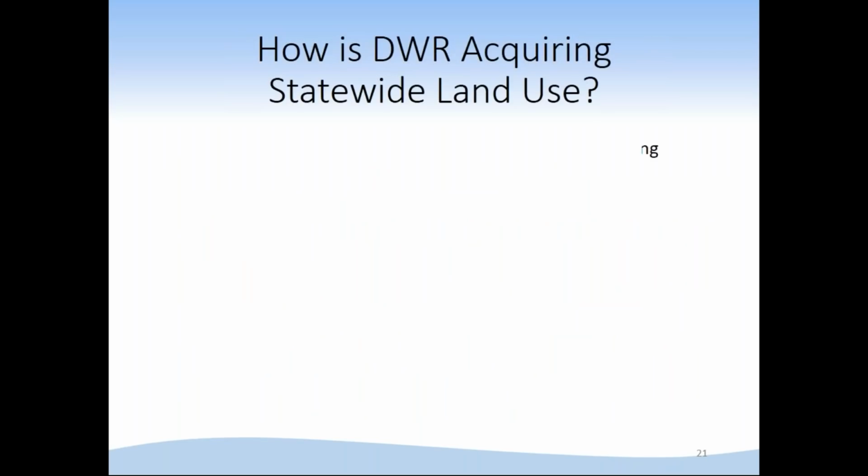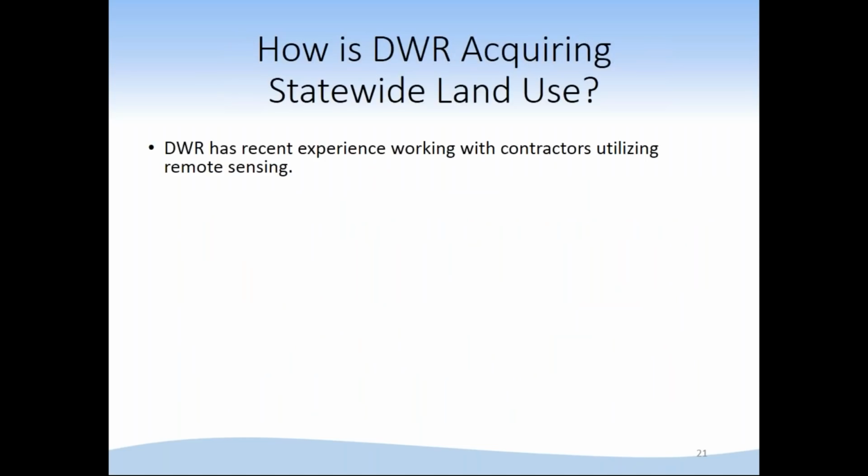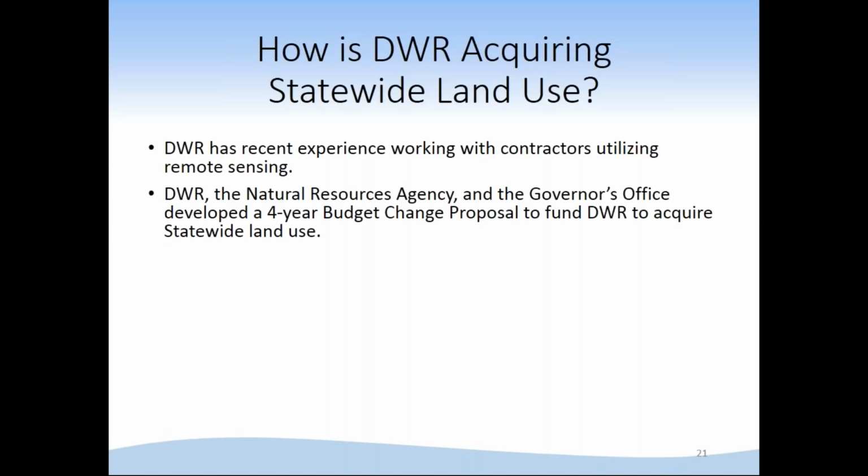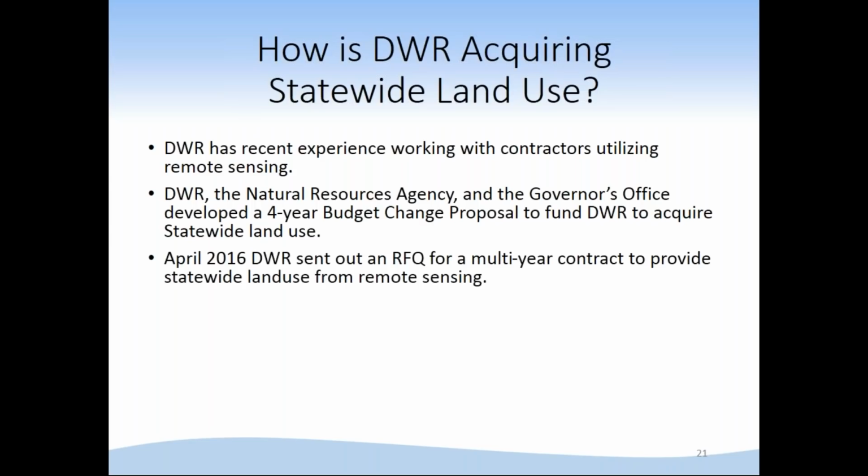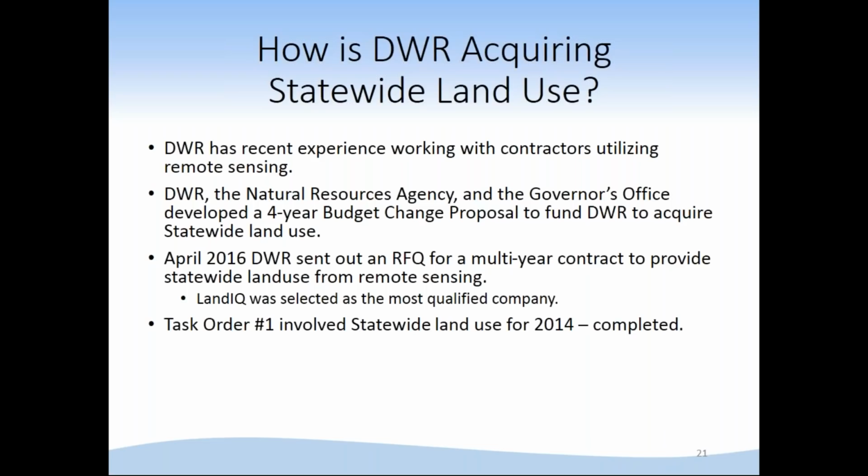So how are we switching to do statewide land use now? In the last 5 years, we had been working with more and more contractors that started utilizing remote sensing. And so last year, DWR, the Natural Resources Agency, and the Governor's Office developed a 4-year budget change proposal to fund DWR to acquire statewide land use using remote sensing. And with that funding, in April of 2016, DWR sent out an RFQ, a request for qualifications, for a multi-year contract to provide statewide land use using remote sensing. And Land IQ was selected as the most qualified company for this contract.